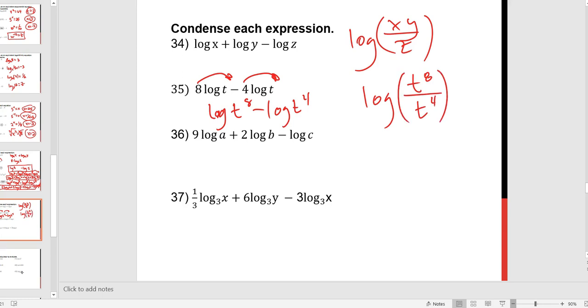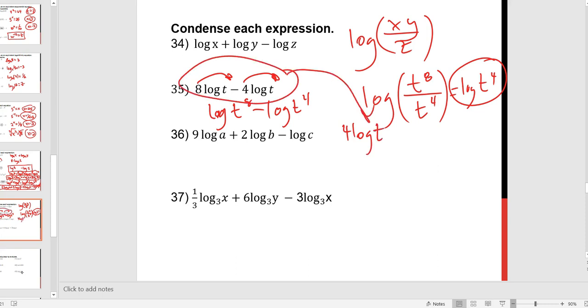We should simplify that. This is just log of t to the 4th. What's interesting about that is that these were like terms. I could have actually subtracted them. 8 log t minus 4 log t is just 4 log t. I could have just combined like terms and gone straight to that and then brought the 4 up. But if I use the rules, I get the same answer either way.